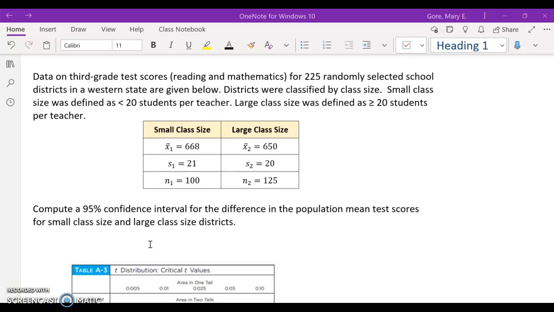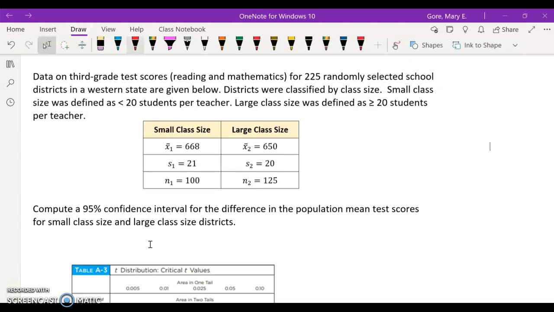So here in this table we have the summary results from the different districts, those that had small class sizes, those that had large class sizes. Looks like there were 100 districts that were in the small class size and 125 districts that were in the large class size. The request is to compute a 95% confidence interval for the difference in the population mean test scores for small class and large class size districts. So it asked us for the difference in these population means.